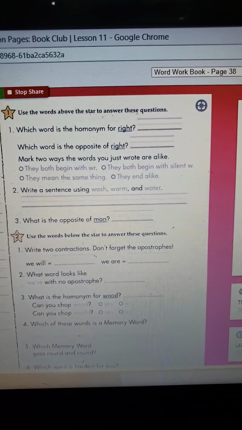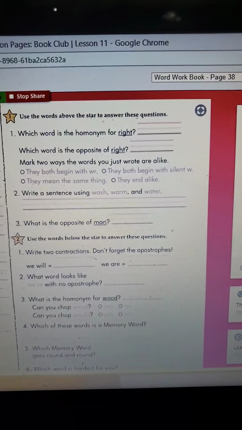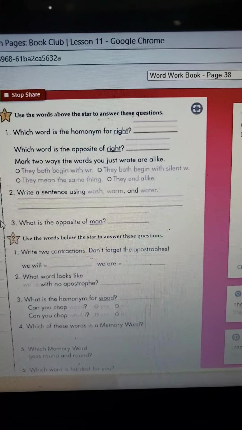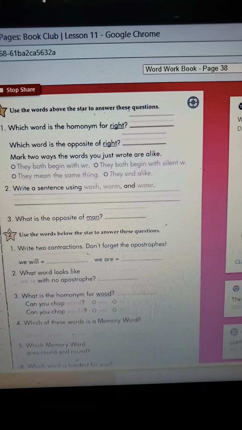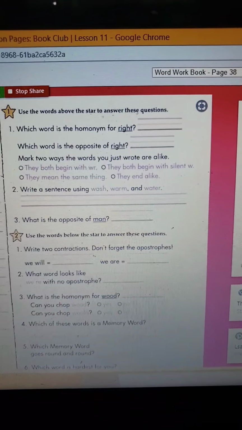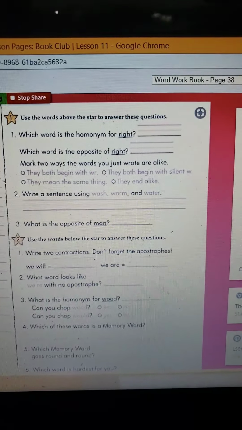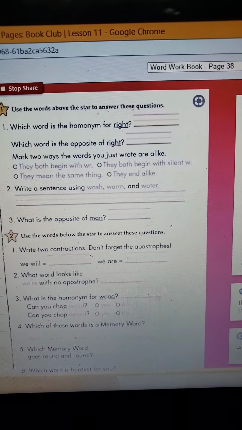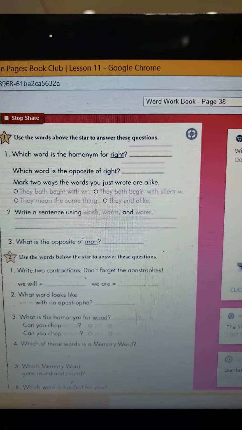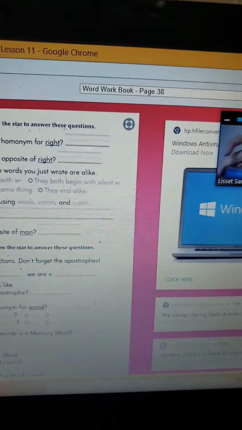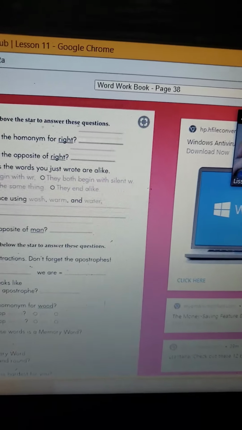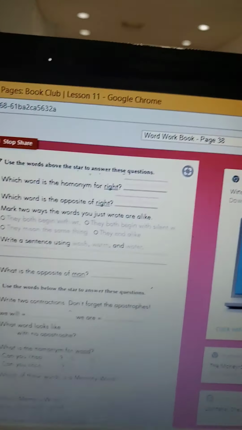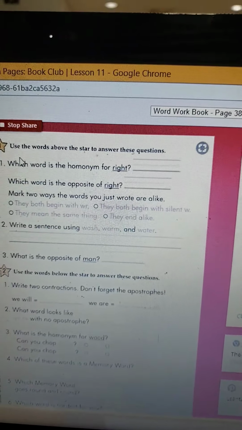The words: wrong, right, warm, wash, water, woman, we're, were, where, want, would, wheel, and we'll. We'll as in the contraction we will, and we have a contraction up here. We're is like we are, okay? This is were. All right, so let's answer these questions.